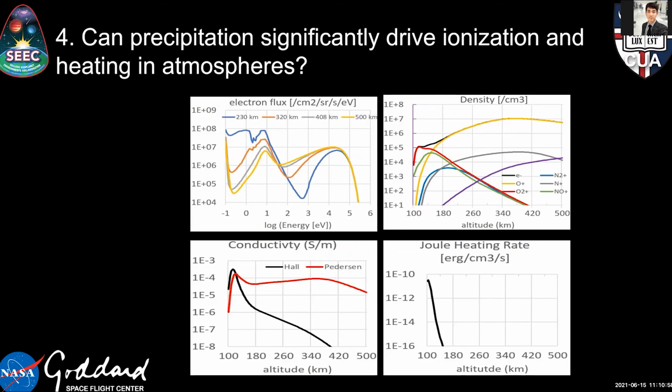I think the precipitating electrons can also contribute to ion heating. If the density is high enough, then ions can collide with neutrals. And if the density is not high enough, then ions can collide with electrons, so they can additionally be heated by electrons too.